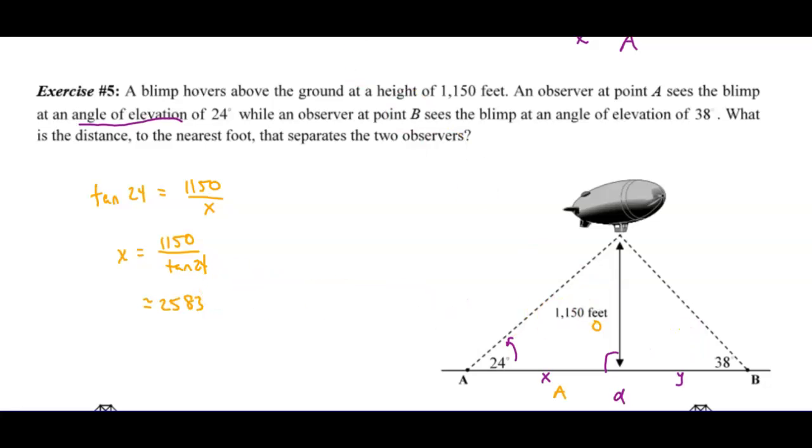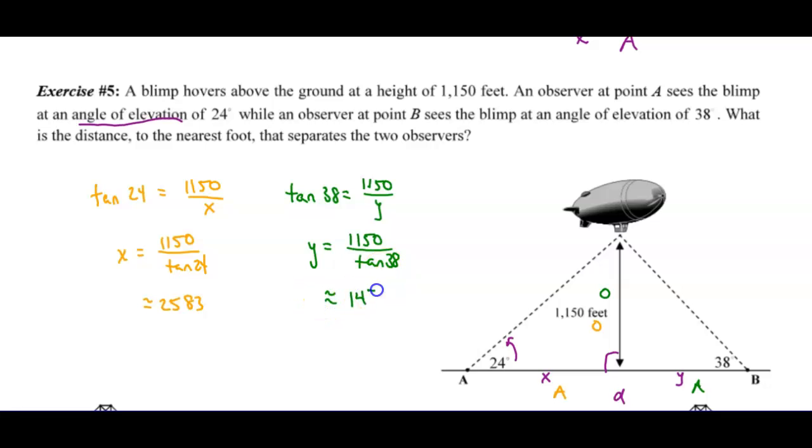Then I go to the other side, and now I'm looking from the 38-degree angle. Well, 1150 is still opposite. Y is still adjacent, so let's solve that one now. It's another tangent. Tangent 38 equals 1150 for opposite over y for adjacent, and I can just switch the y and the tangent 38. 1150 over tangent 38. Now tangent 38 is bigger. If I divide by a bigger number, I'm expecting to get a smaller result. And in fact, I do.